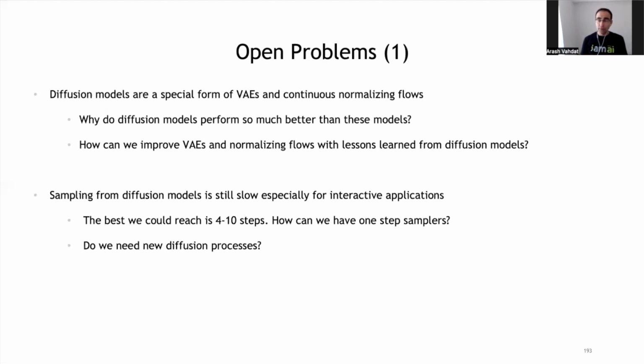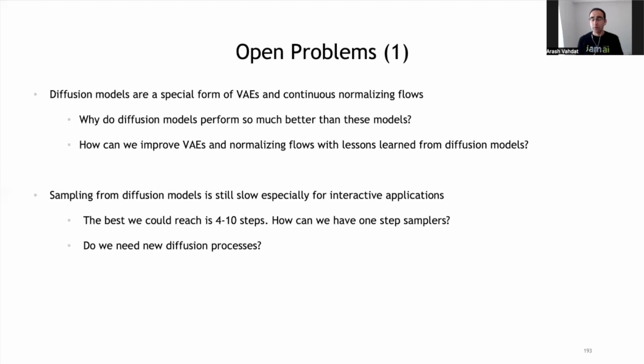Even though there has been tremendous progress in the community for accelerating sampling from diffusion models, in the best case scenario we can still do accelerated sampling using 4 to 10 steps on small datasets such as CIFAR-10. However, the main question still remains on how we can get one-step samplers for diffusion models. And this can be very crucial for interactive applications where a user interacts with the diffusion model, and thus we can reduce the latency that users usually observe when they are using generative models.